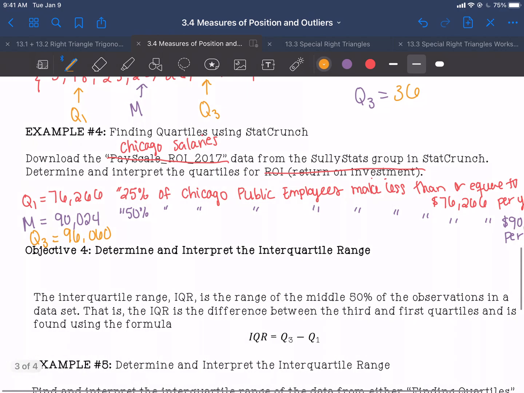And then your third quartile is representing the 75th percentile. So 75% of Chicago public employees make less than or equal to $96,060 per year. Okay, so your quartiles are just those special percentiles, and it means that that percent in your data set are less than or equal to that number. So in our case, we were talking about the annual salaries of the Chicago public employees.